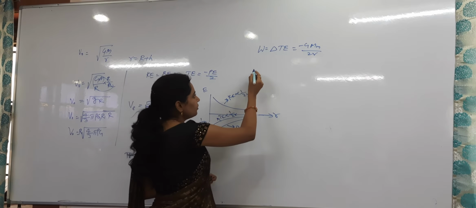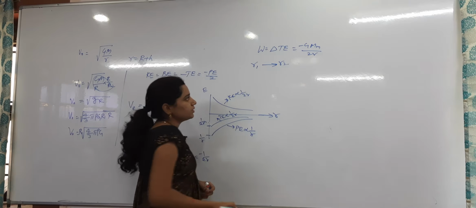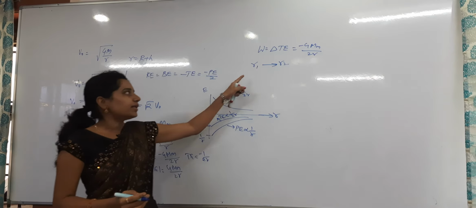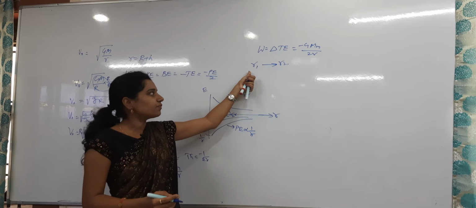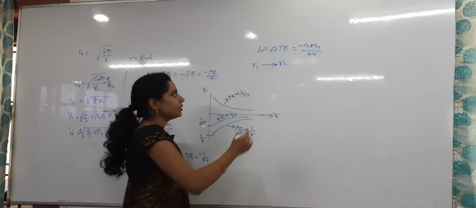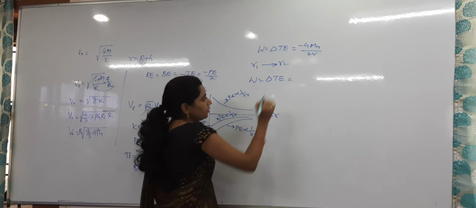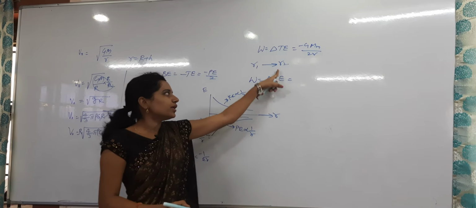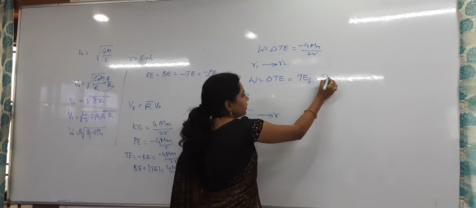Now the same thing again. For example, if I am given the radii of the orbits, and I want to shift the satellite from the orbit of radius R1 to the orbit of radius R2, at that time what is the formula you have to use? Again, work done is equal to change in the total energy only.